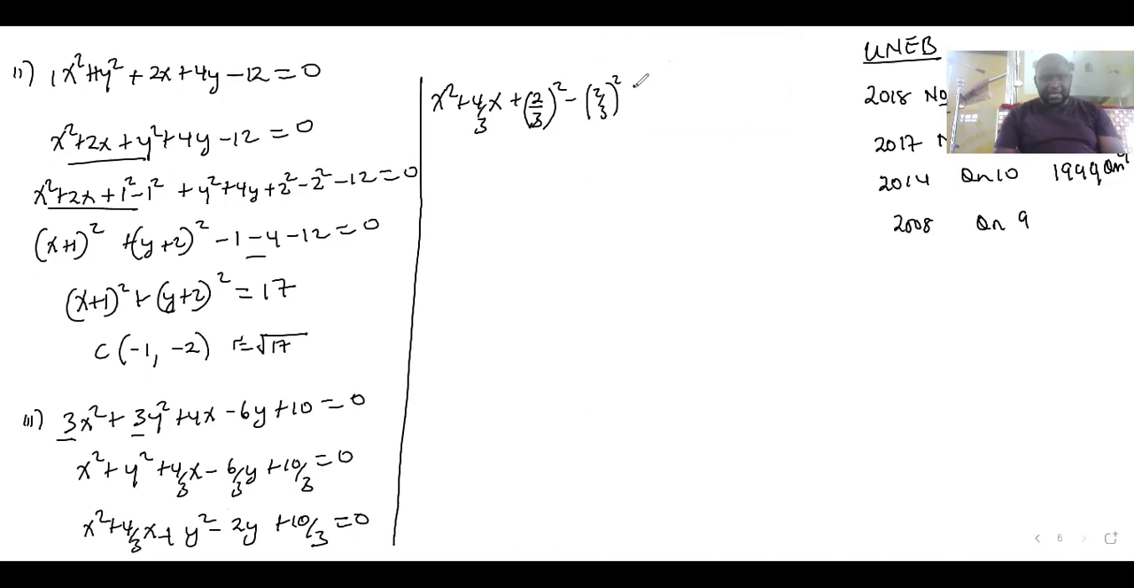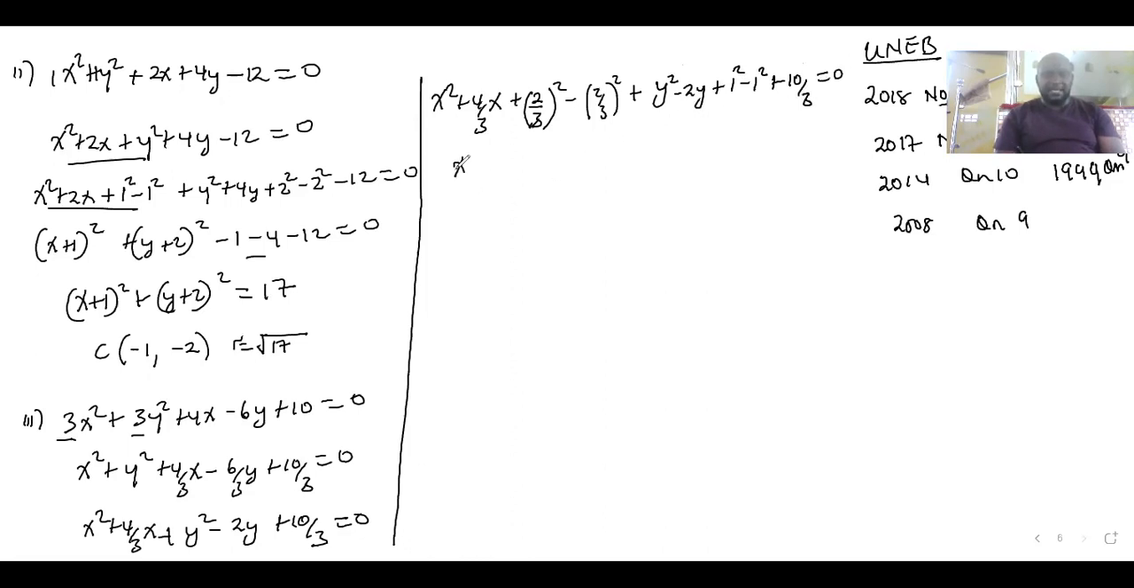Completing squares, I'll need a lot of this knowledge because it is also coming back in ellipse. So please, those of us who are not comfortable here, better reactivate yourselves with completing squares. So we shall have y squared minus 2y, plus 1 squared minus 1 squared, plus 10 all over 3 is equal to 0.